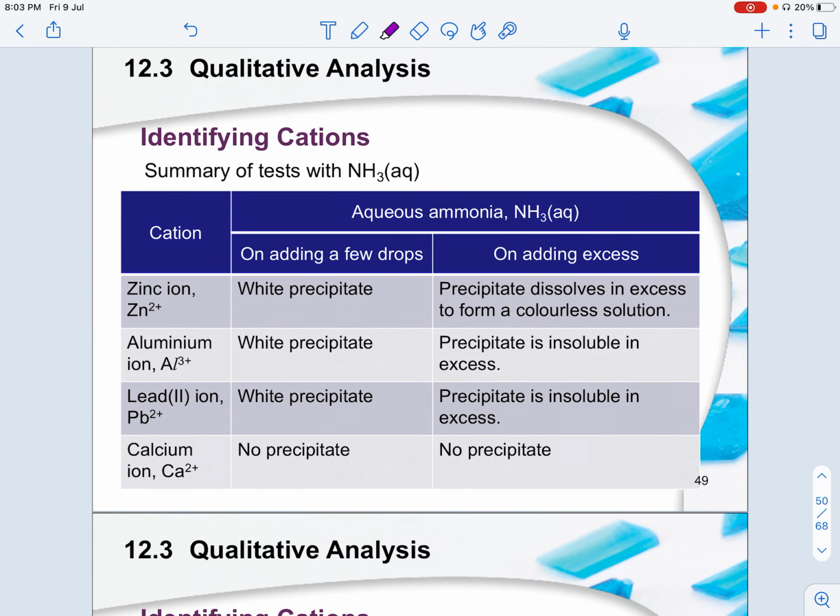For the cations, when you use aqueous ammonia, you would see that all of them will produce a white precipitate except calcium. Calcium generally will not have anything to react with your aqueous ammonia. It's not that it doesn't react, it's just that there is no precipitate formed. However, when you add in excess, you could see that zinc continues to dissolve in excess. However, aluminium and lead are insoluble in excess. So it can be either aluminium or lead. And more importantly, we can use aqueous ammonia to distinguish zinc from the rest.